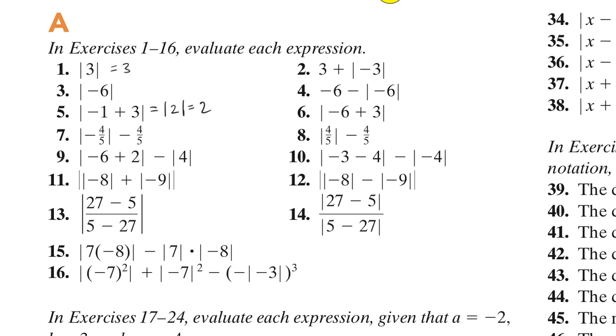Number 4, I would think that this would be -6 minus the absolute value of -6, which is just 6. So this should be -12. If I have 14 right here, 27 minus 5, that would be the absolute value of 22, over 5 minus 27, the absolute value of -22. And that's just 22 divided by 22, which is 1. Phew, a lot of work for just the number 1, huh?